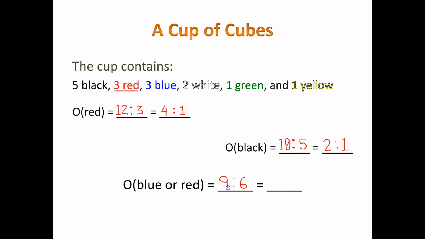We lose if we pull black, white, green, or yellow. 9 to 6 can be simplified. Both 9 and 6 can be divided by 3. 9 divided by 3 is going to give us 3. 6 divided by 3 is going to give us 2. So our odds of drawing a blue or a red out of this cup are 3 to 2.